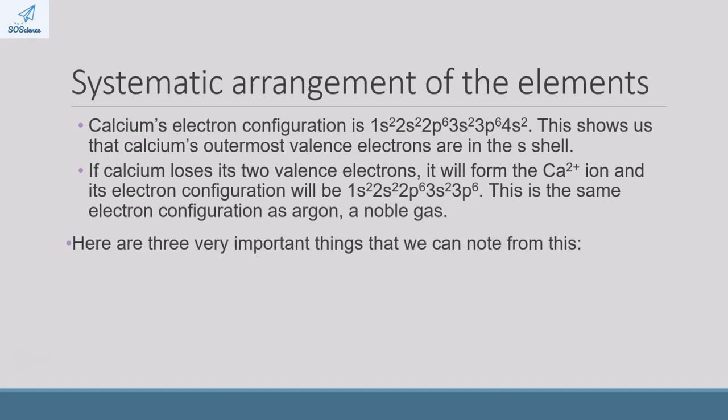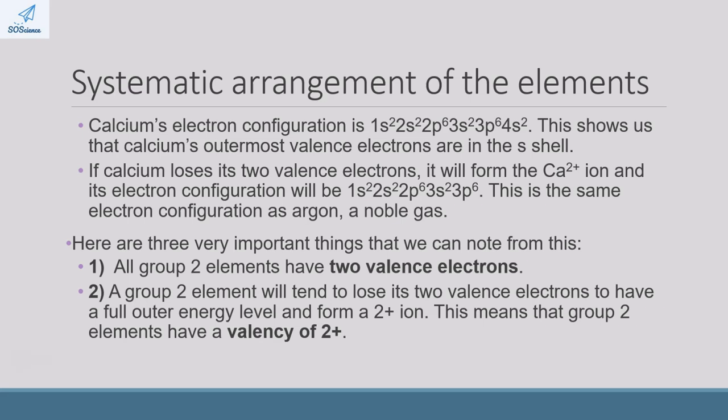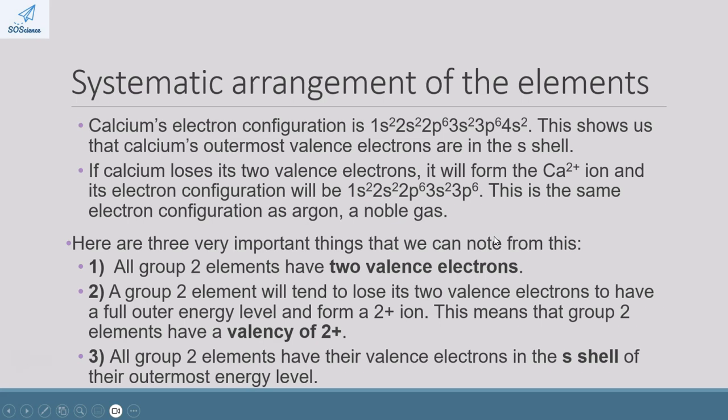Here are very important things that we need to note about group 2 elements. All group 2 elements have 2 valence electrons. All group 2 elements will tend to lose their 2 valence electrons to form a 2+ ion, and that means that all group 2 elements have a valency of 2+. And lastly, all of them have their valence electrons in the s shell of their outermost energy level.